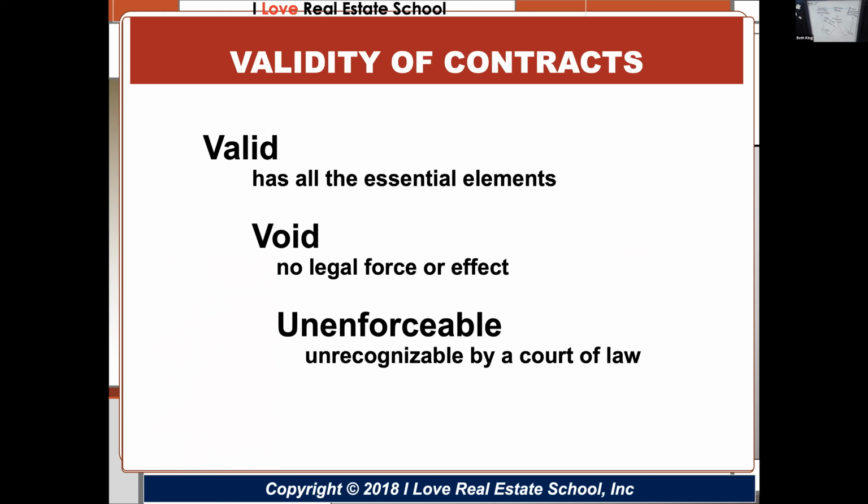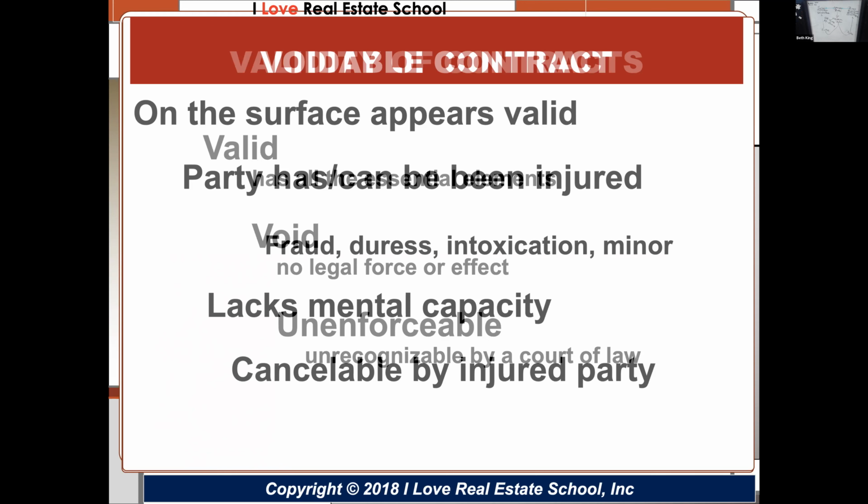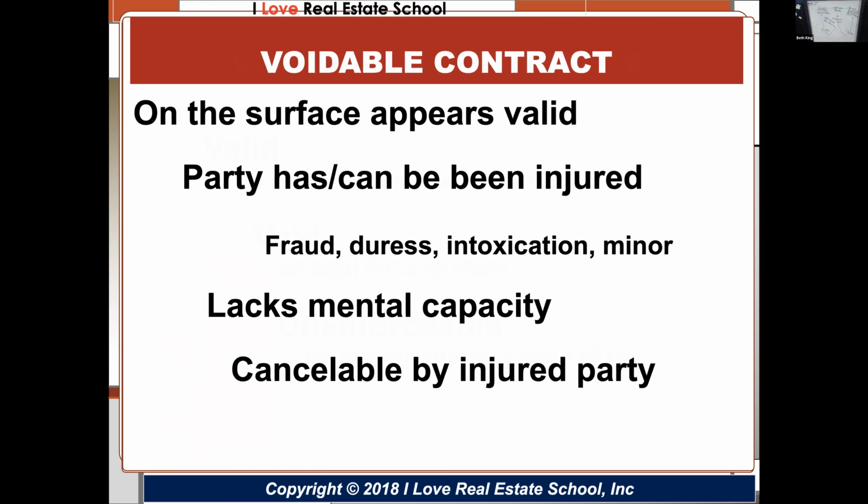That leaves us only with one. Okay, and the one is called voidable. So, on page 193, fifth paragraph down, it says a voidable contract appears on the surface to be valid, but may be rescinded or disaffirmed by one or both parties based on some legal principle. Okay, so what does this mean? On the surface, it appears that the contract between you is valid. It looks like it's got all the essential elements.